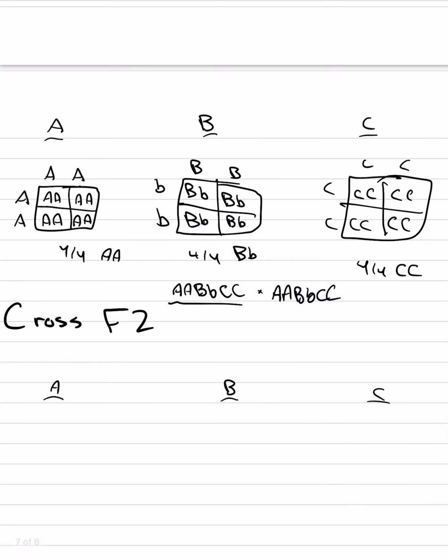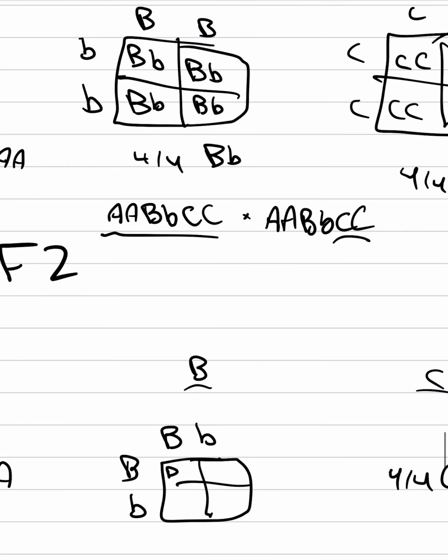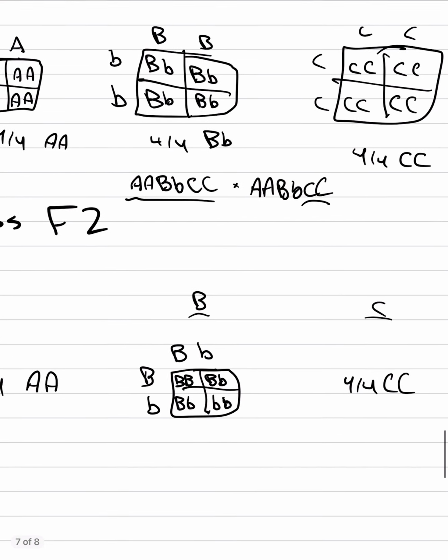So for A, we know that 4 out of 4 of them, since they're both still homozygous dominant at that gene, are going to be big A. For C, we know the exact same thing. 4 out of 4 of them are going to be big C, since they're both homozygous dominant. Now for B, we know that both of the organisms are heterozygous. So if we were to make a Punnett square for them both, we would get 1/4 of them being homozygous dominant, 1/4 of them being homozygous recessive, and half of them being heterozygous.